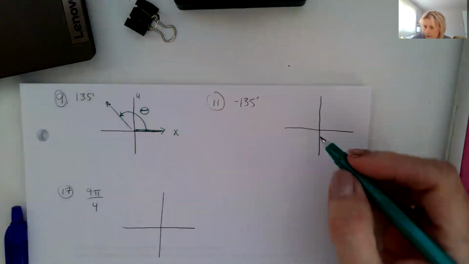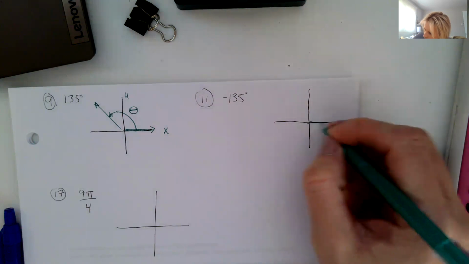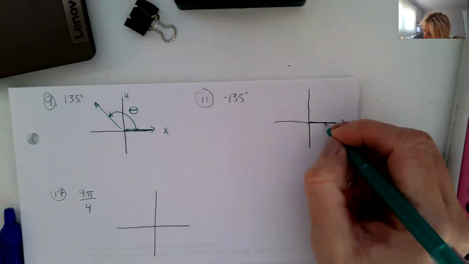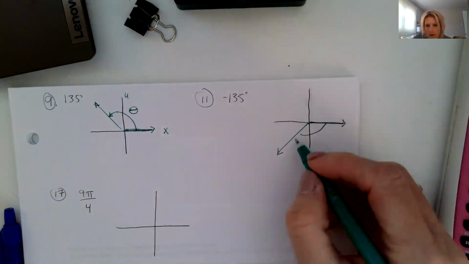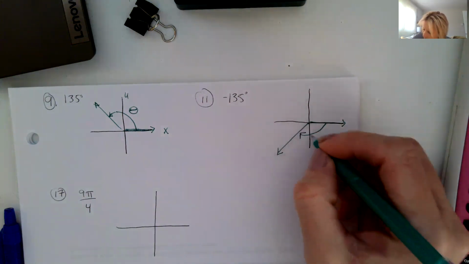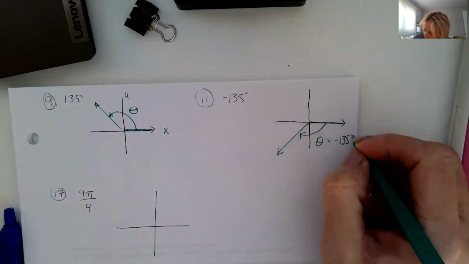Number 11 is asking us to go a negative 135 degrees. So we're starting here on our initial side as well. And this time we're going in the negative, or what we call the clockwise direction, for this angle, which is a negative 135 degrees.